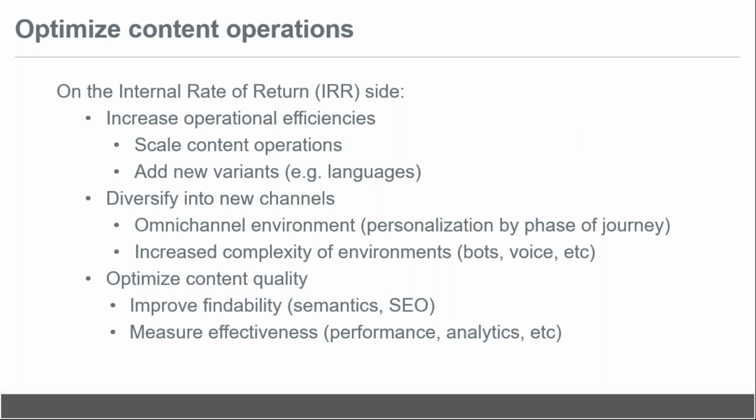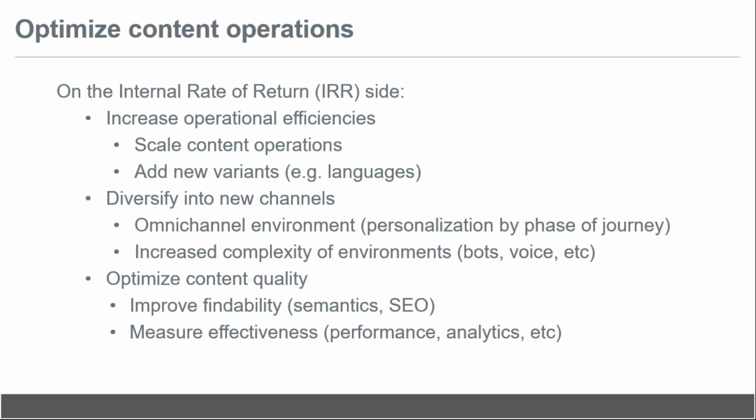So in this case, we want to do things like make our operations more efficient. So we want to be able to produce way more content without adding a whole bunch of people. So we want to work smarter and not harder. We need to add new variants, like new languages. Maybe we want also to diversify into new channels. So you want to do something around an omni-channel environment where we want to personalize the content, but without having to copy and paste all over the place.